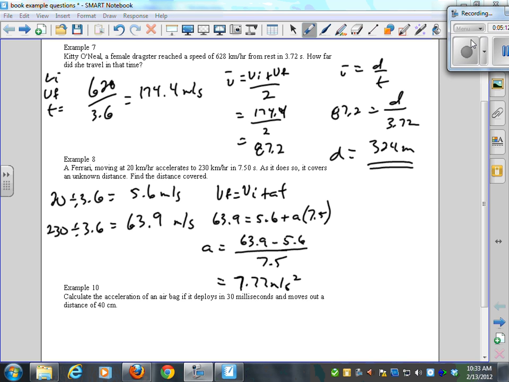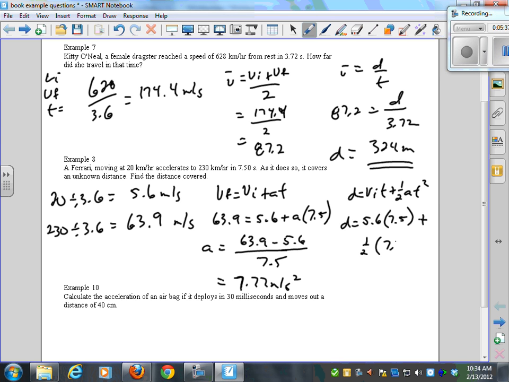Which one should we use now? D equals VIT plus a half AT squared? Yeah, I've got A, I've got T. Sure, we could use that one. All right. So that's going to be 5.6 times my time of 7.5 plus 1/2 of 7.77 times the T value, and make sure you square it. Exactly.